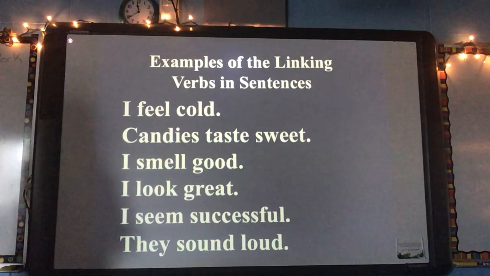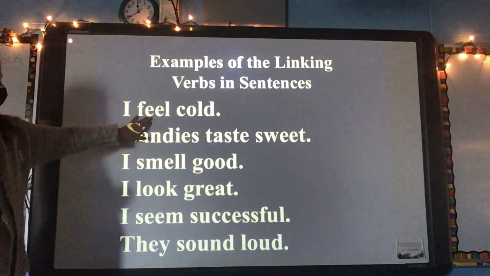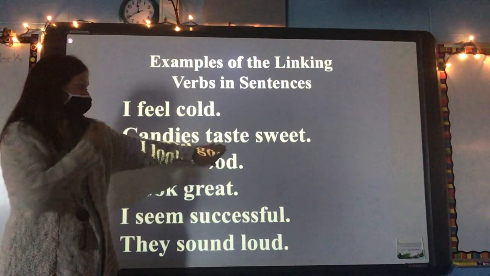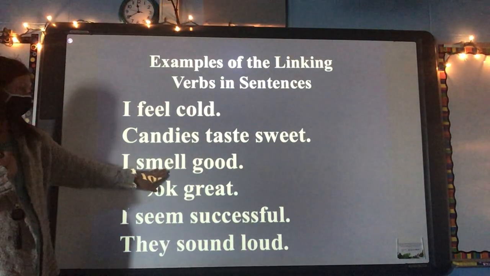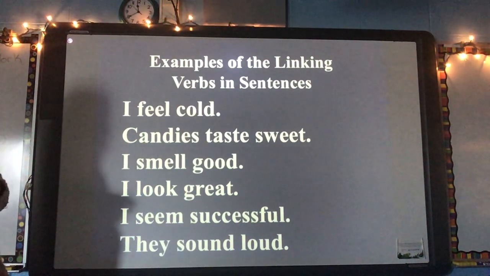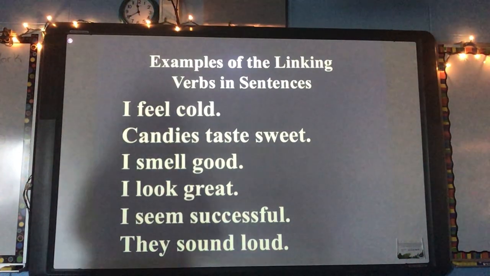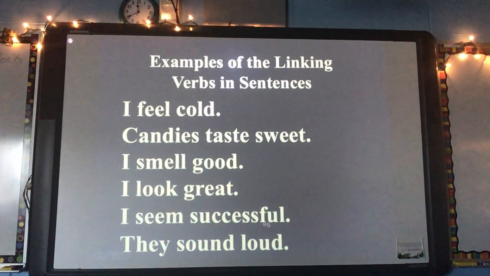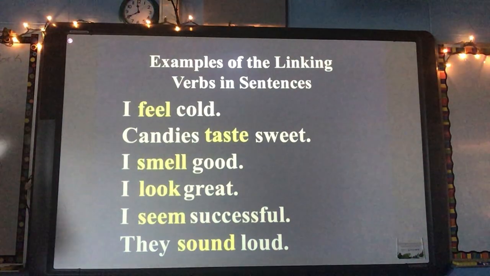Examples of linking verbs in sentences. I feel cold. My linking verb being feel. Candies taste sweet. My linking verb being taste. I smell good. Smell is my linking verb. I look great. Look is my linking verb. I seem successful. Seem is my linking verb. And they sound loud. Sound is my linking verb. And then they put them in bold and yellow so you can see them.